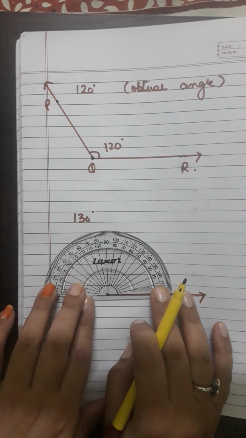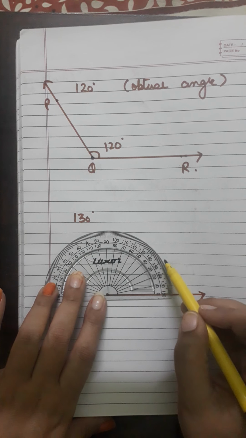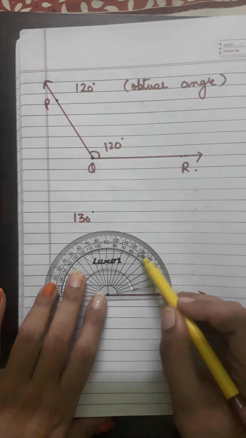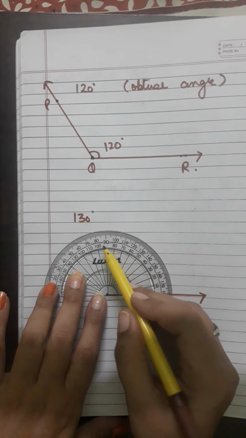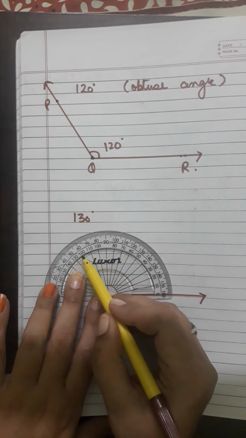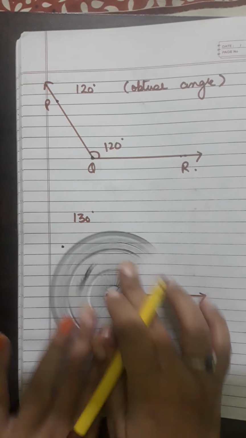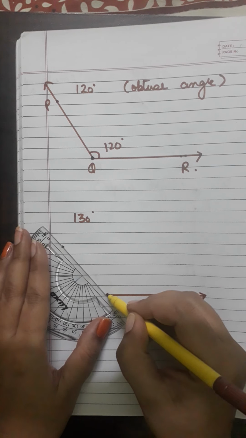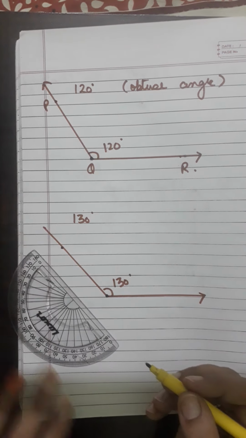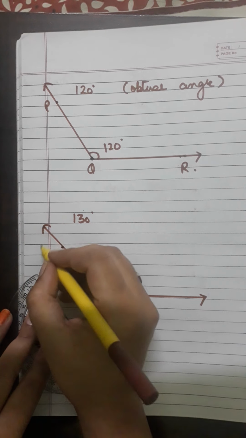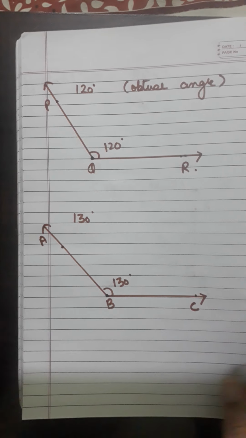It should be straight. Now see, we are checking the down one scale. We cannot make 130 here above 50. Okay, because we are checking the down one scale. So here it is 90, 100, 110, 120, and here it is 130. We will put a dot and join them. So it becomes 130 degree. No name is given, so I am naming it as A, B and C.